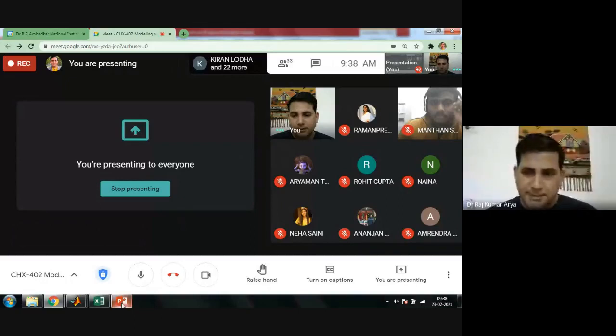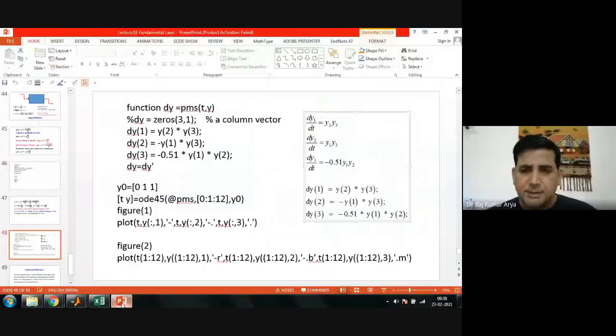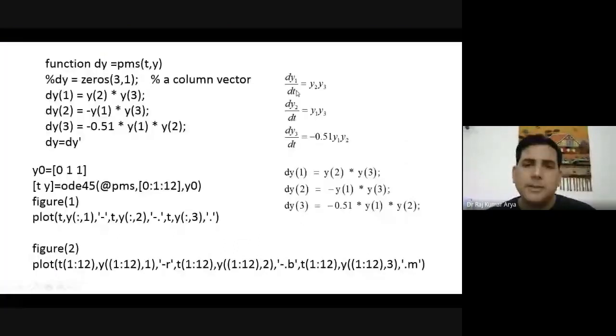So these were three equations. That first one, you have dy1 upon dt equal to y2 by 3, and dy2 upon dt equal to y1 by 3, and dy3 upon dt equal to minus 0.51 y1 by 2. These need to be solved.